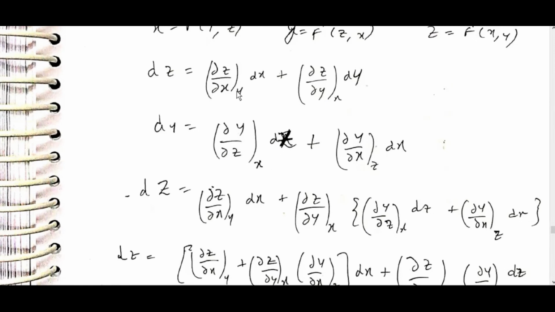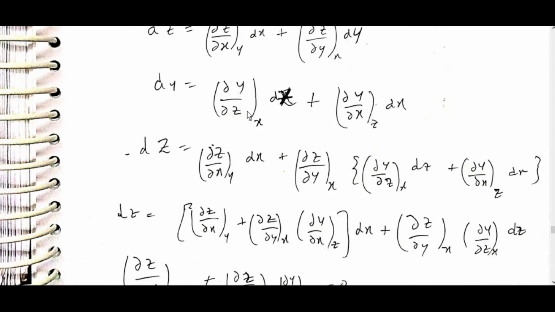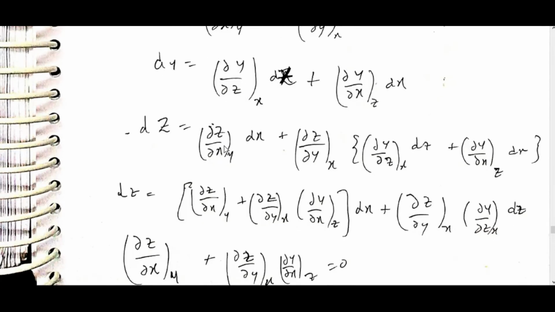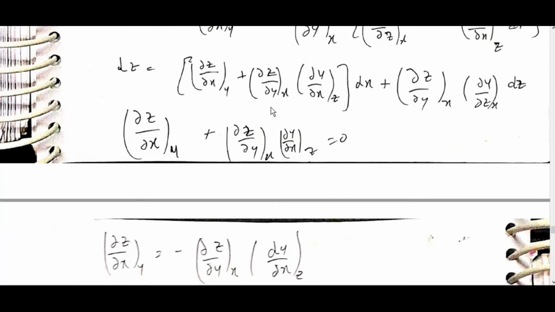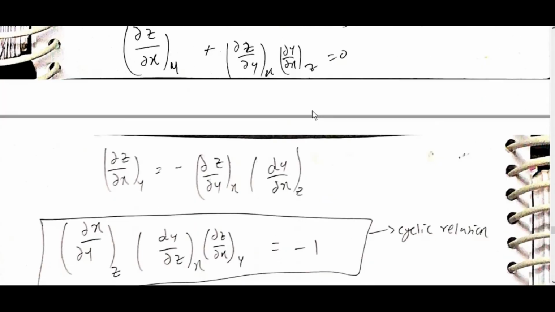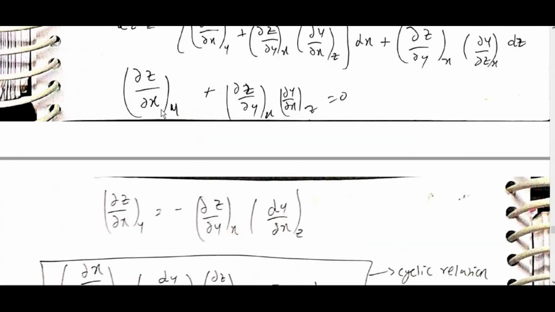dz is equal to ∂z/∂x at y into dx plus ∂z/∂y at x into dy. dy is equal to ∂y/∂z at x into dz plus ∂y/∂x at z into dx. Substituting, dz is equal to ∂z/∂x at y dx plus ∂z/∂y at x into [∂y/∂z at x into dz plus ∂y/∂x at z into dx]. Finally, collecting terms for ∂z/∂x at y.